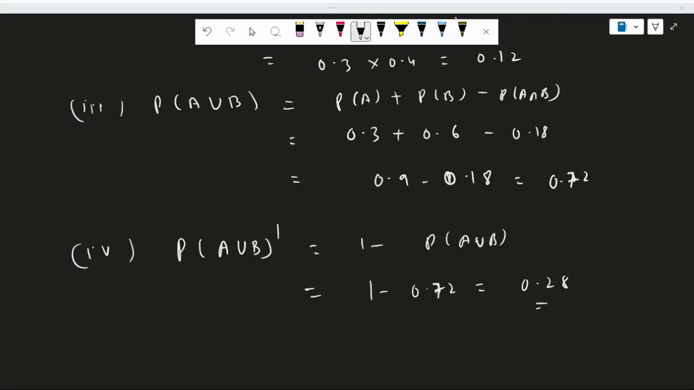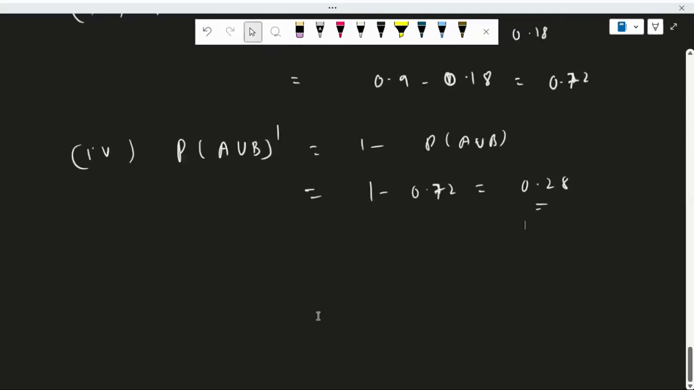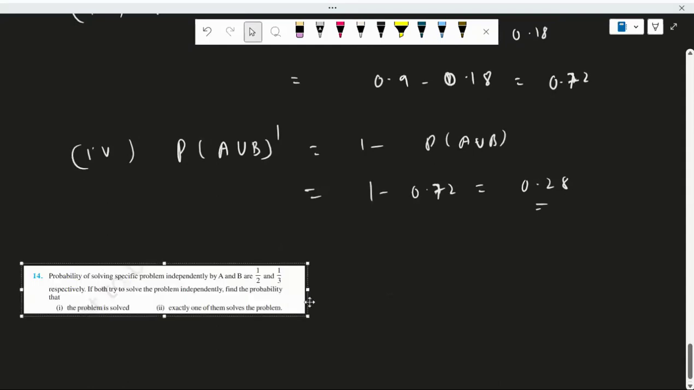Question number 14 is important. So we are going to do question number 14. This question will be asked in the examination, Mr. David. Note it down. In 2 markers.